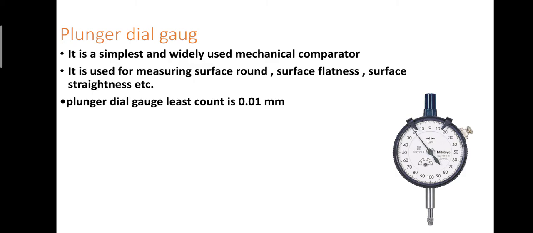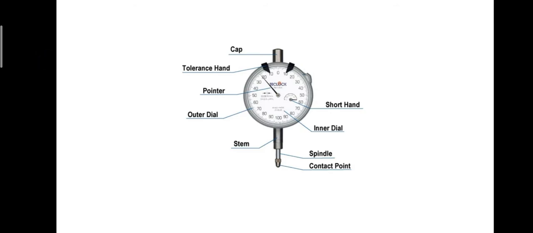Plunger dial gauge. It is simplest and widely used mechanical comparator. It is used for measuring surface roundness, surface flatness, and surface straightness. Plunger dial gauge least count is 0.01 mm. Components of plunger dial gauge: cap, tolerance hand, pointer, outer dial, inner dial, short hand, stem, contact point, and spindle.